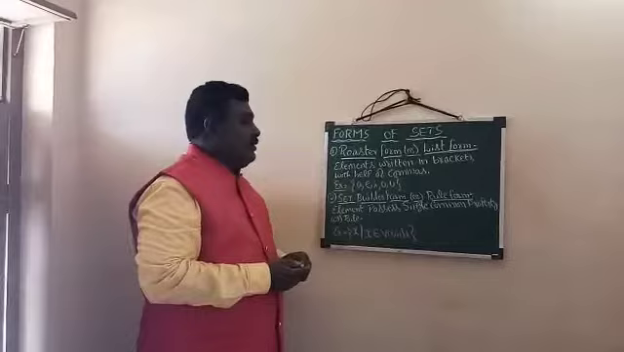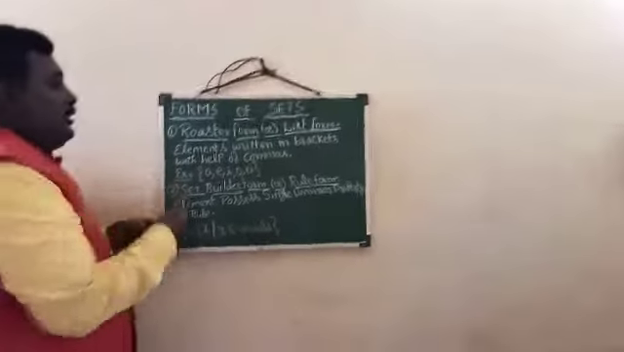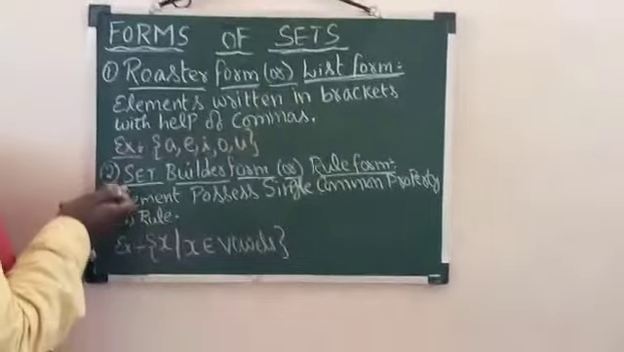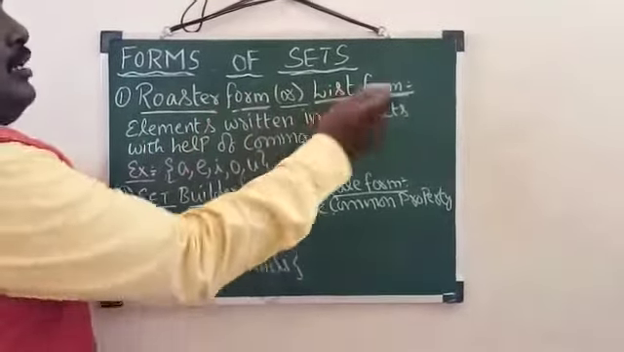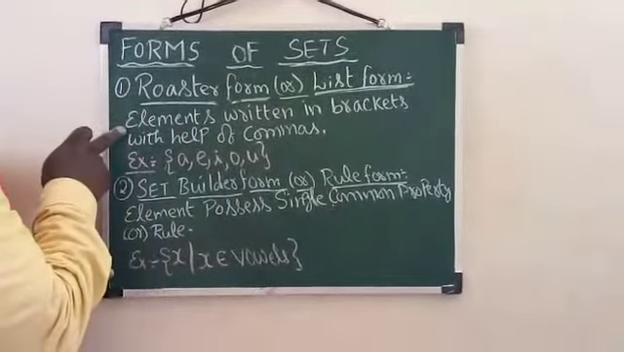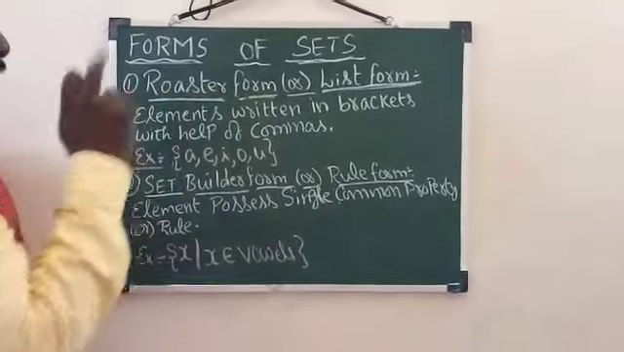Good morning. We are entering into the concept of different forms of sets. The two forms of sets are roster form and set builder form. Roster form, or list form, defines that elements are written in brackets with the help of commas.